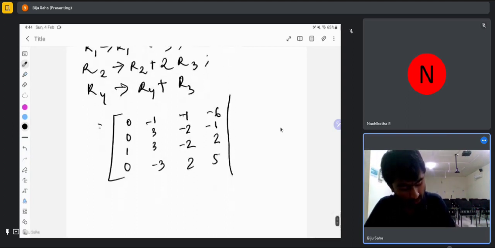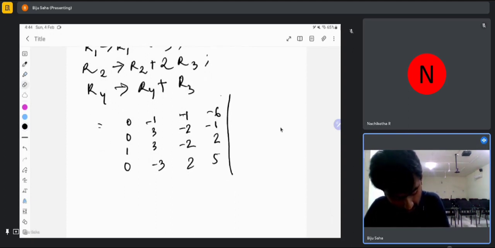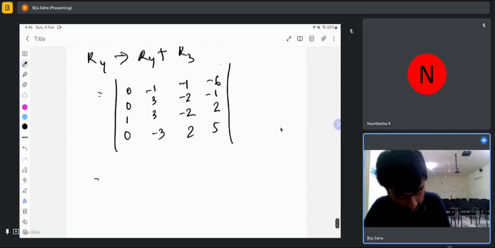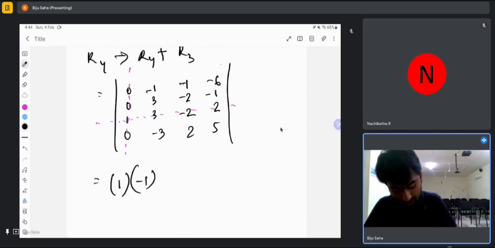Now the determinant calculation is very easy. You just have to expand along this one element. You can write it as 1, and obviously you have to take the sign into consideration. This 1 is present in the third row and first column.